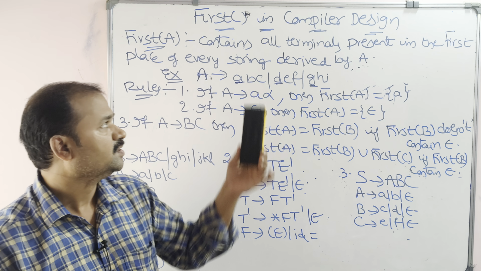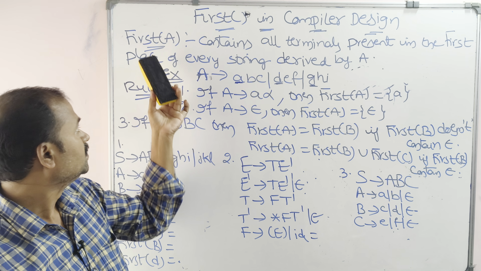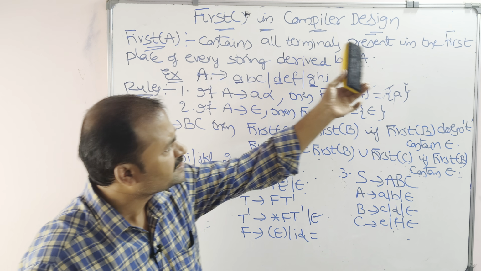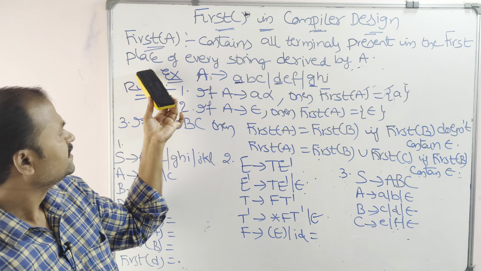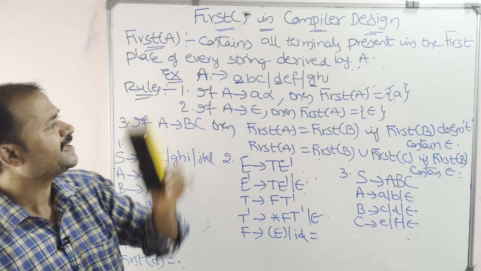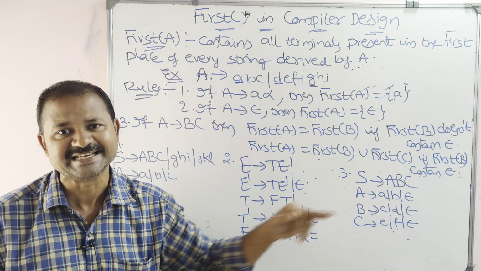Let us see how to find FIRST in compiler design. FIRST of A contains all terminals present in the first place of every string derived by A. Let A be producing three strings.